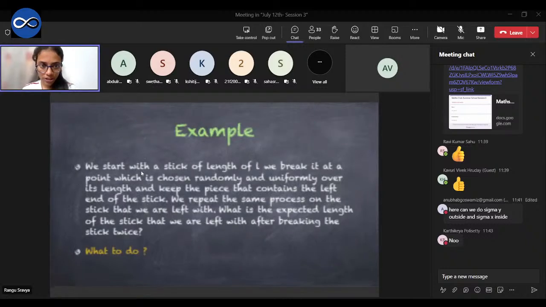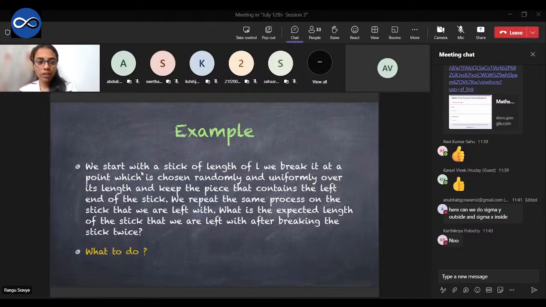So we will look at an application. We start with a stick of length L. We break it at a point which is chosen randomly and uniformly over its length and keep the piece that contains the left end of the stick. We repeat the same process on the stick that we are left with. What is the expected length of the stick that we are left with after breaking the stick twice? So you can try this question.